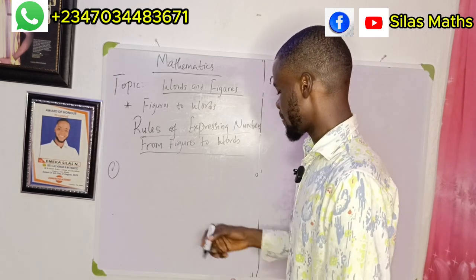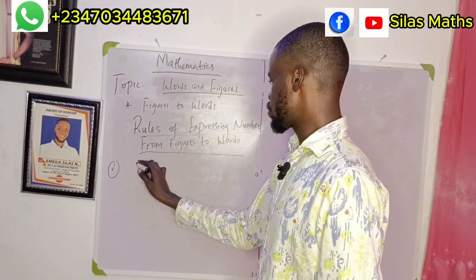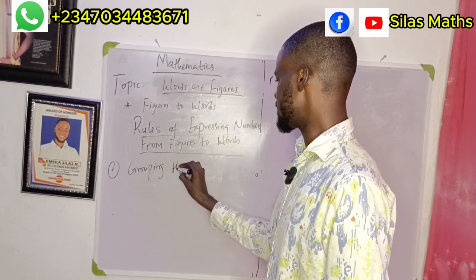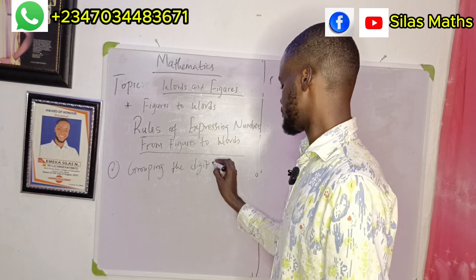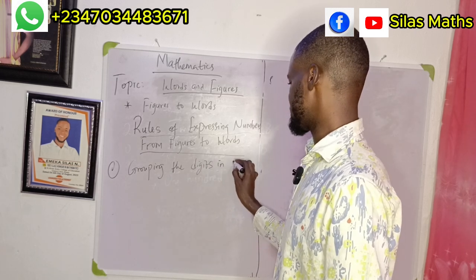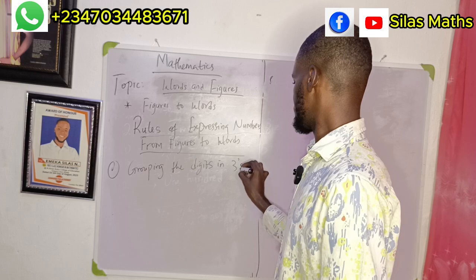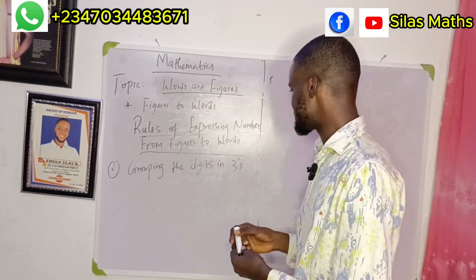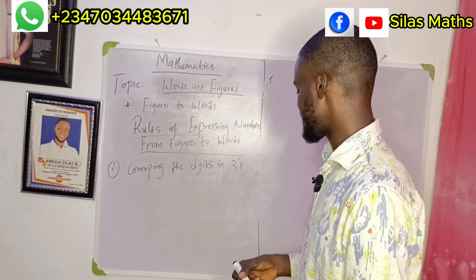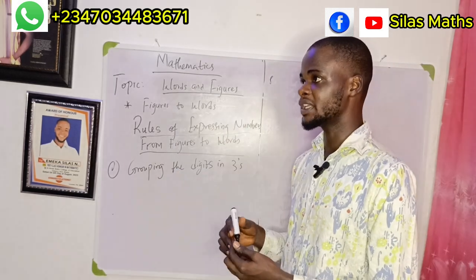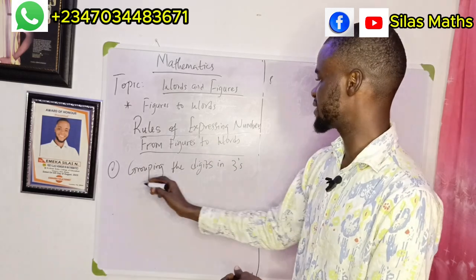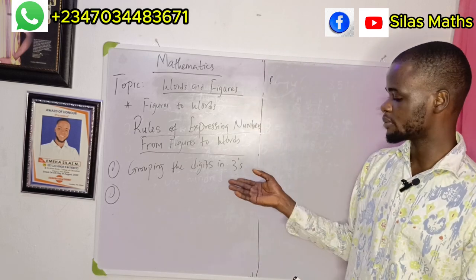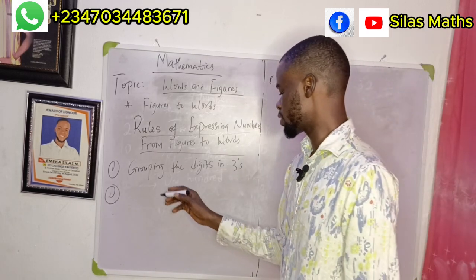The first thing is this: we group the digits in threes. Grouping the digits in threes is the number 1 thing we do. We do the grouping starting from the units. We count them in threes, starting from the units. Then number 2 is to name each group.